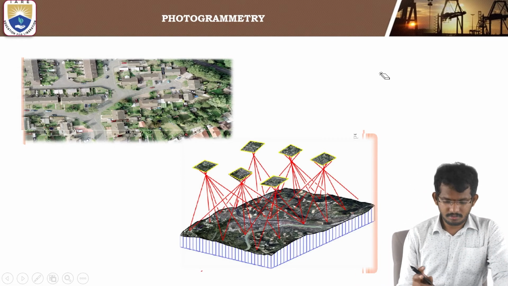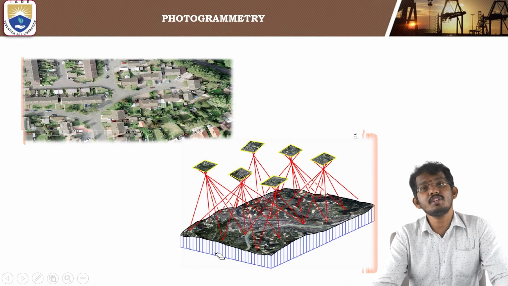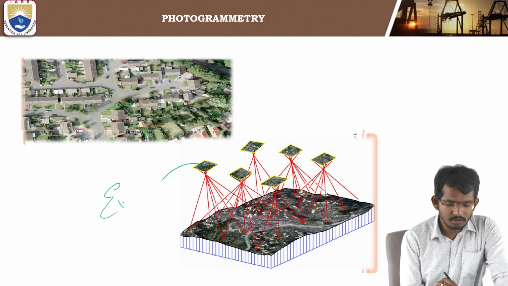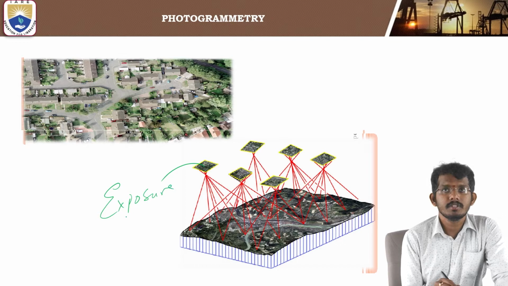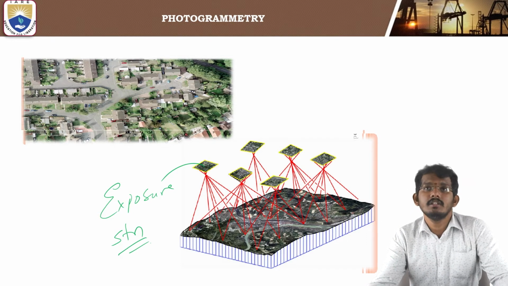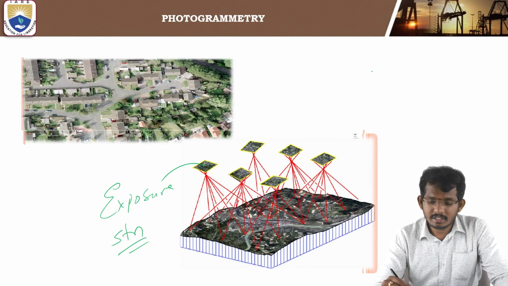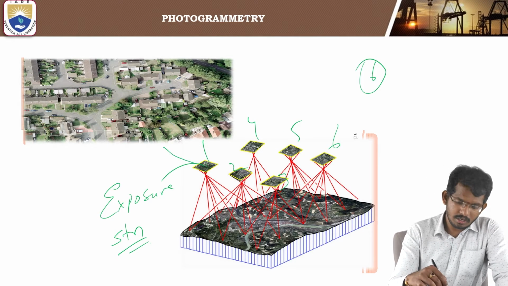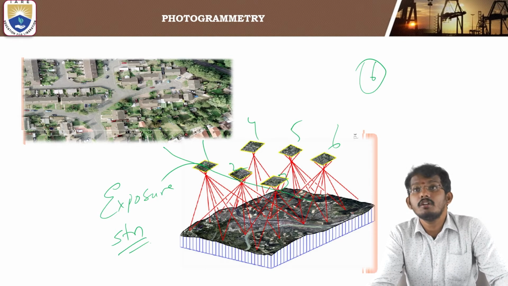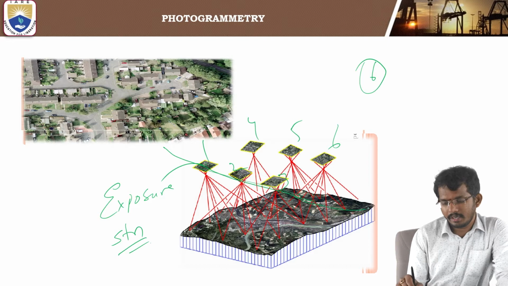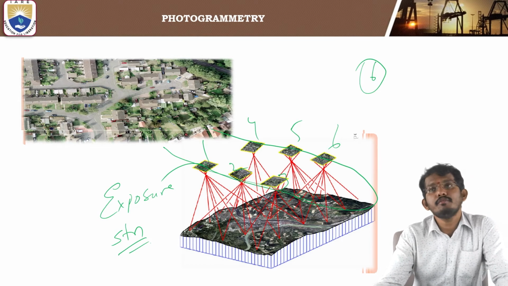Here, the point where the photograph is captured from the atmosphere is called the exposure station. So in this area, we have 6 exposure stations: 1, 2, 3, 4, 5, 6. The line that connects the exposure stations is called the flying line. The flight will take a U-turn and go to 6, 5, 4 like this.